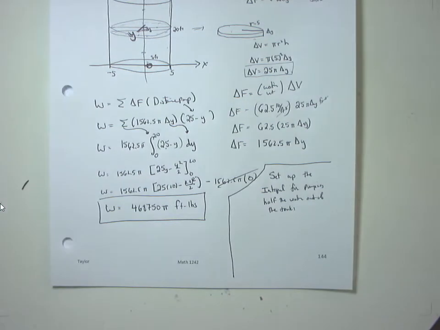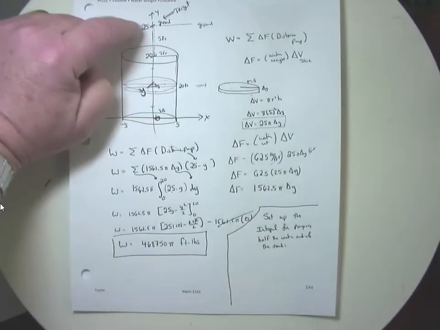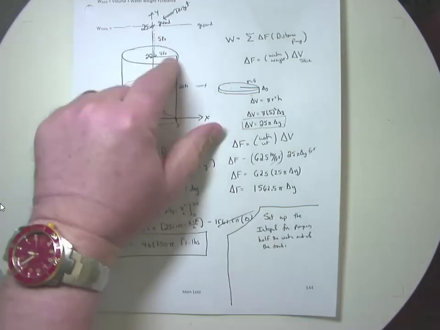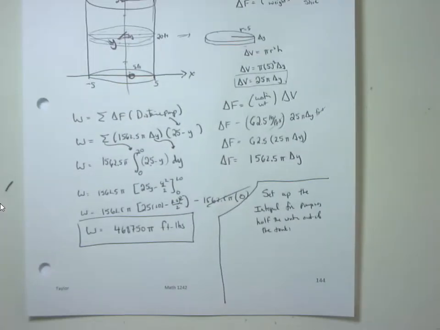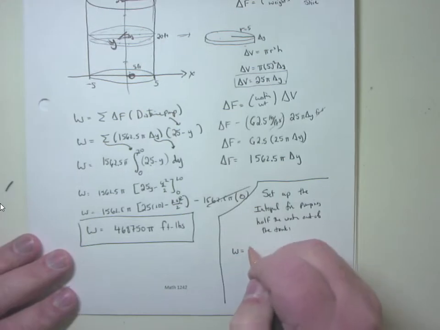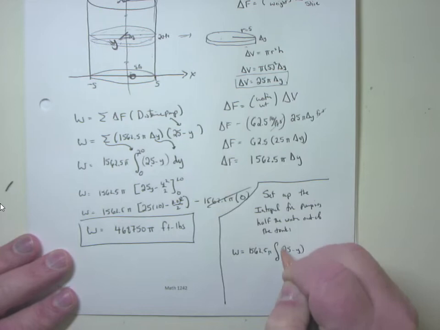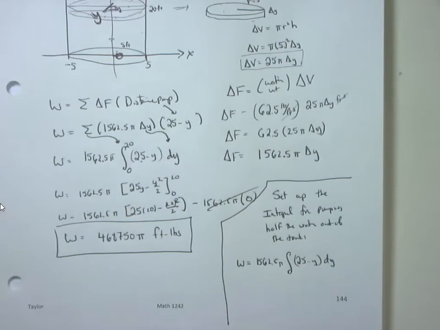And here's the beauty of it. The setup is exactly the same. We're talking about the tank is 5 feet below the ground level. This is a cylindrical tank. Height is 20 feet. Radius is 5 feet. Everything is exactly the same on this thing. So my integral is going to be exactly the same. And that integral is this. Work would be equal to 1562.5 pi times integral of 25 minus y dy. The only difference is your bounds.